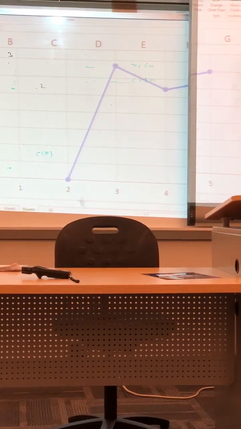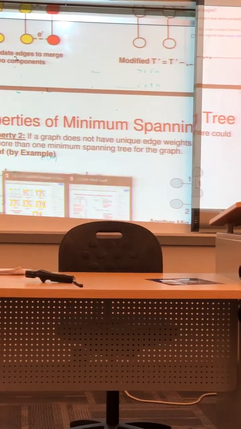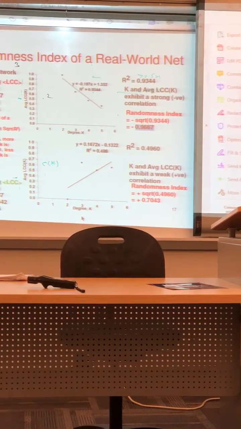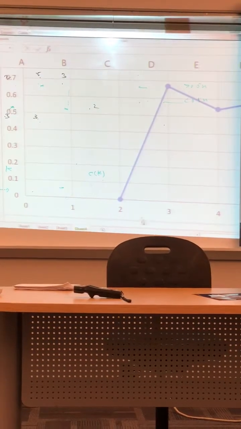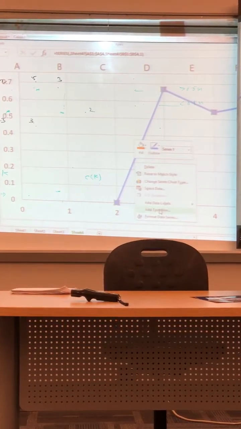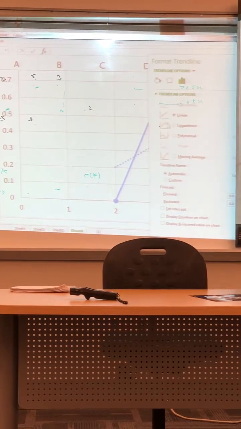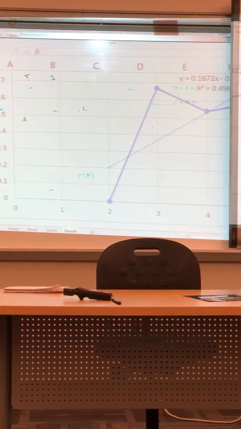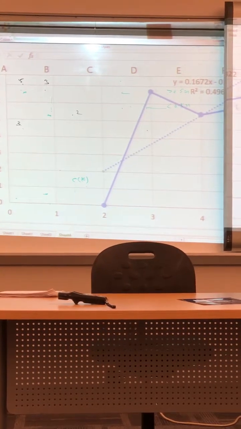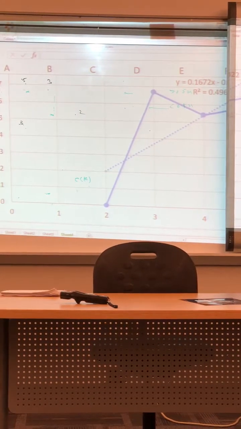Okay. Let's see. I think we could even discard this. Okay, you could have this. Now try to add a trend line. Display equation on chart, display R square. So this is how the other data is getting fitted.